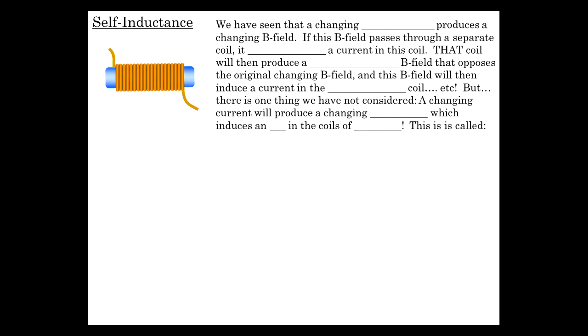The first one especially: in the last little lesson, we saw that a changing current produces a changing B field in the coil, this solenoid. And if that B field passes through a separate coil, one wrapped around it, it induces a current in that second coil. And then that second coil will produce a changing B field opposing the original changing B field. And that B field induces a current in the original coil, and etc., etc.